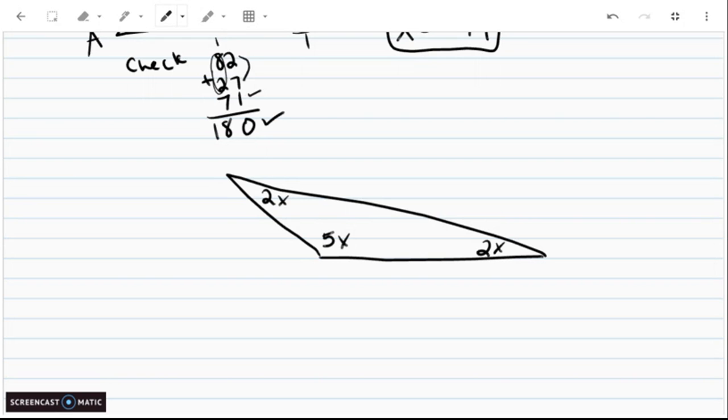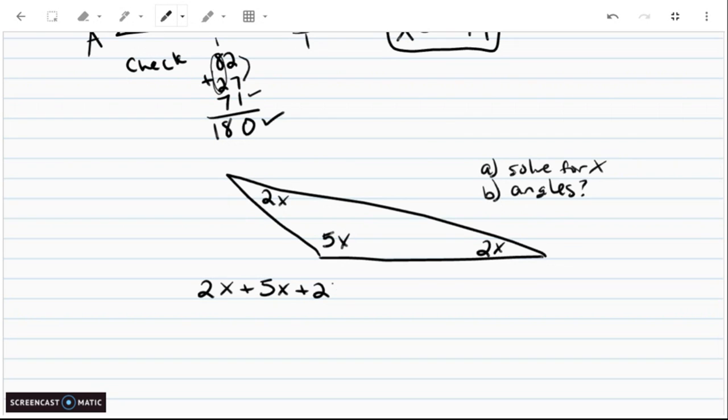And so now there's two questions here. A is solve for x. And B is what are the angles? And so to figure this out, remember, I know that 2x plus 5x plus 2x, with the triangle sum theorem, gives me that altogether is going to equal 180 degrees.